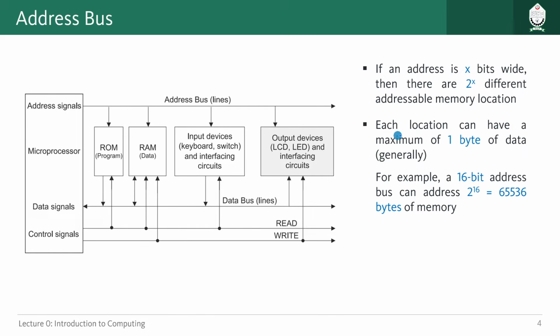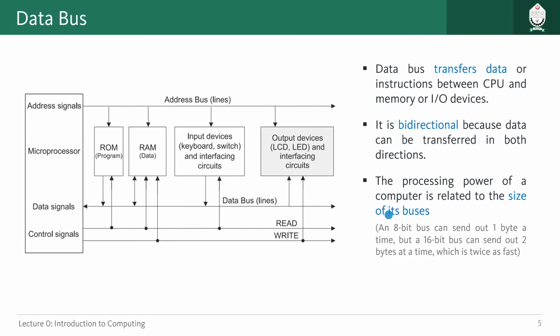Generally, for each memory location, the size of data is 8 bits or 1 byte. For our case of the 8051 microcontroller, this is the value. So our memories will have 8 bits for each of the memory locations. For that example, if a microcontroller has a 16-bit address bus, that means we can address 2 to the power 16 bytes.